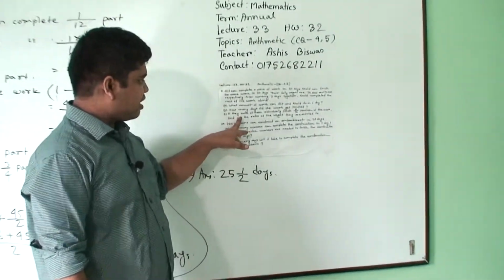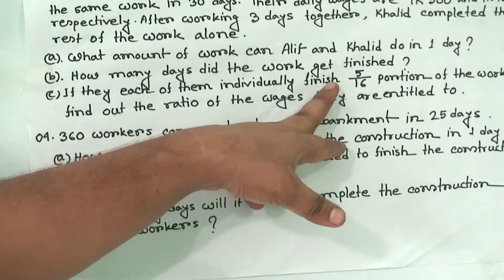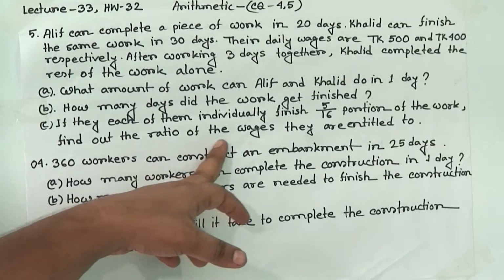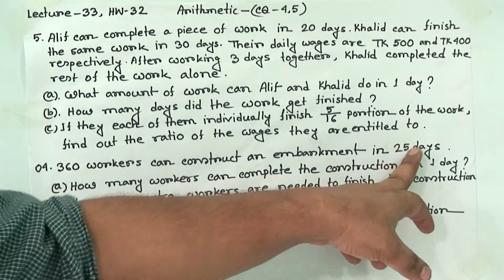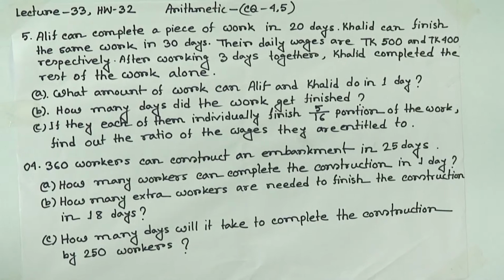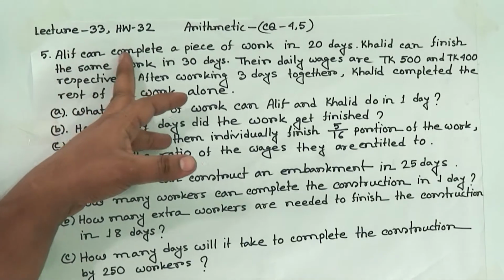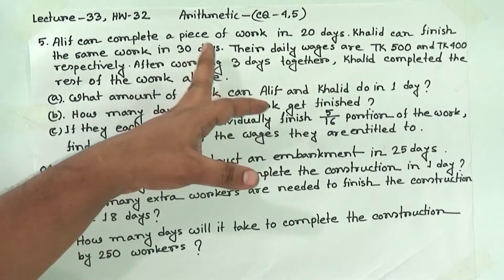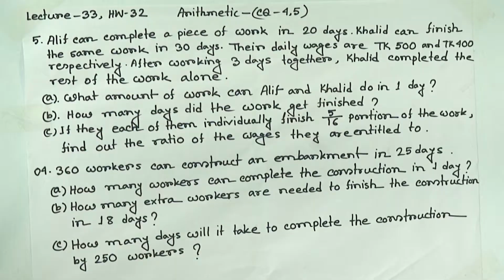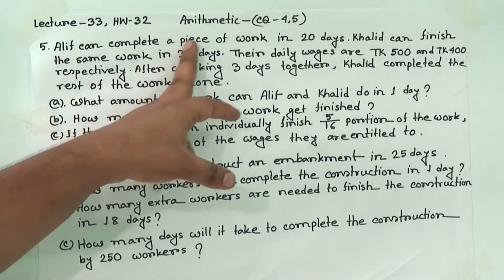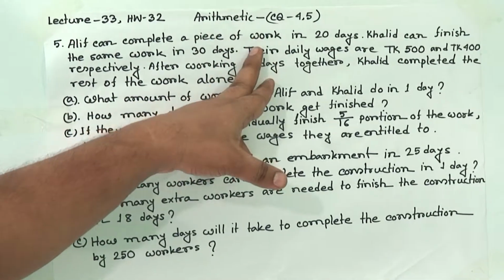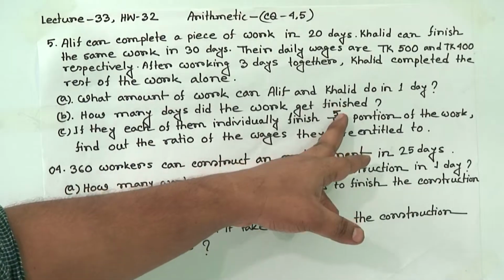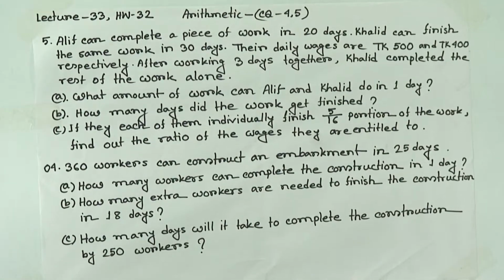Question number C is, if each of them individually finish 5/16 portion of work, find out the ratio of the wages they are entitled to. So notice, Alif can do a piece of work in 20 days. That means one part is done by Alif in 20 days. Then we find out this portion, that means 5/60 portion is done by Alif in how many days.